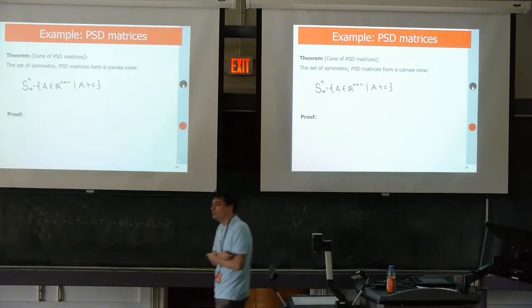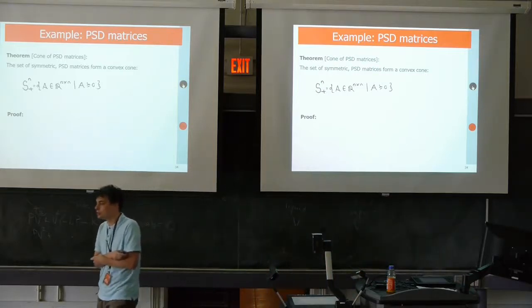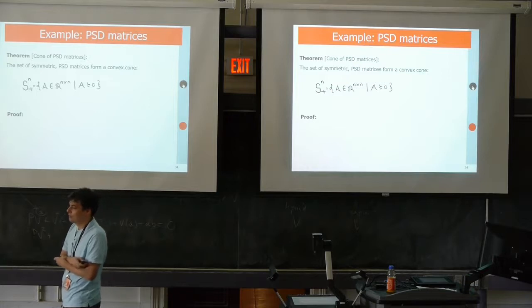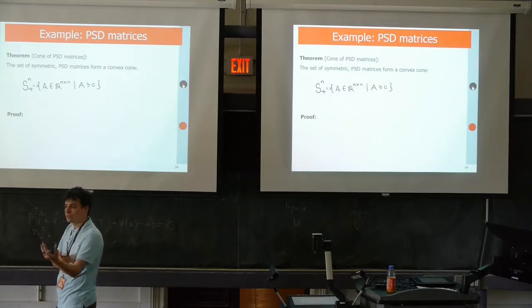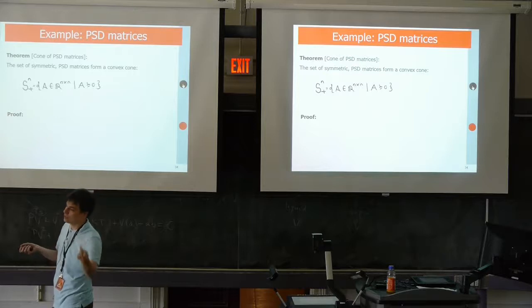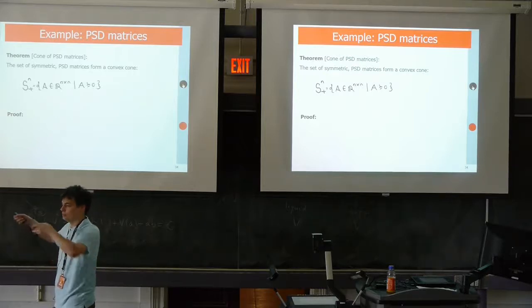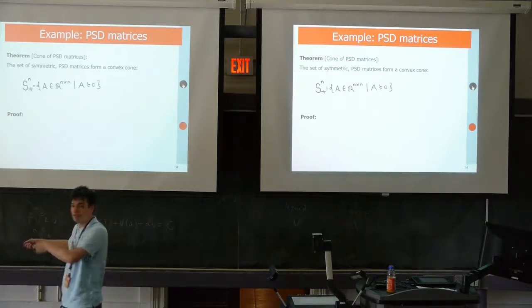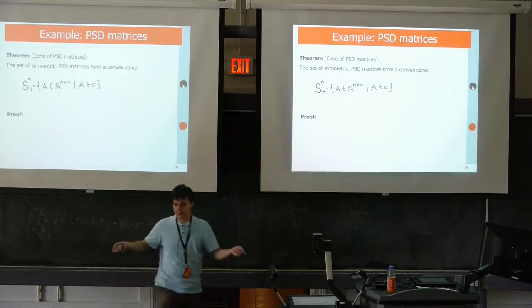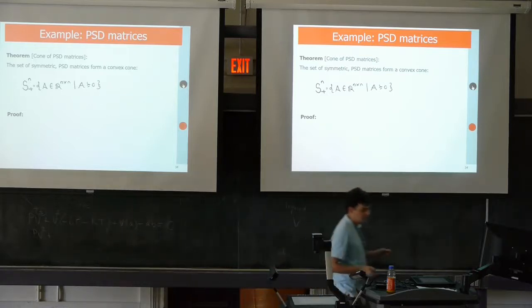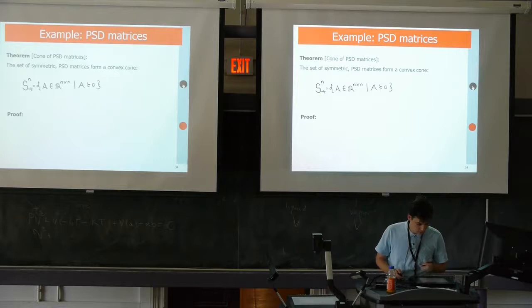What do we need to prove? We need to prove that this set is a cone and this set is convex. How can we prove it's a cone? We need to prove that if you have a matrix and you multiply it with a non-negative number, and the original matrix was positive semi-definite, then the new matrix will be positive semi-definite. And we need to prove that it's convex as well, right? And that's pretty simple.